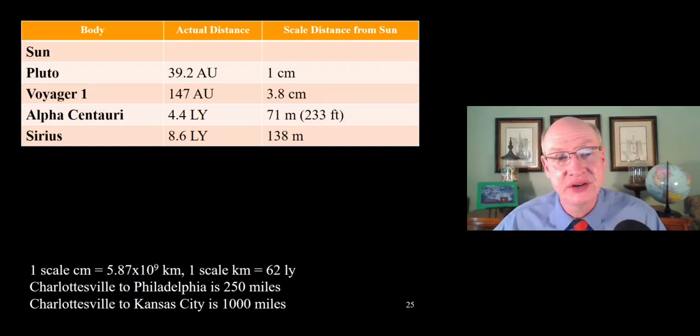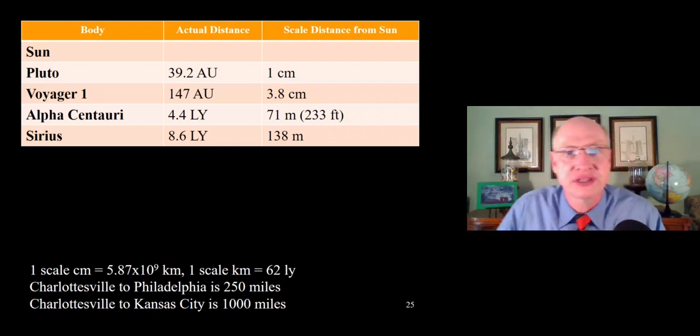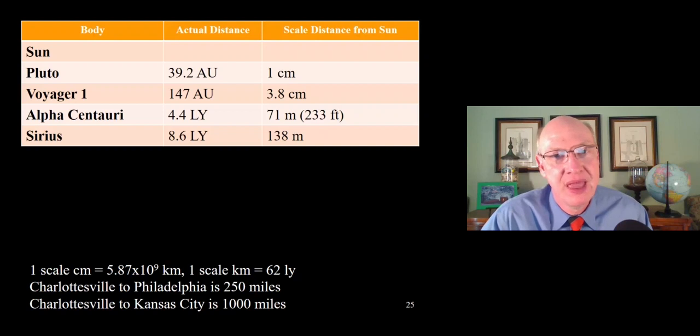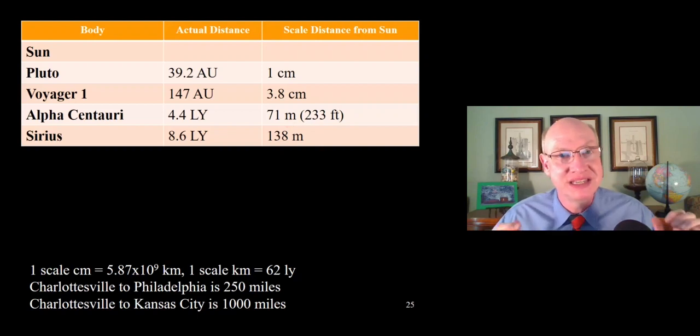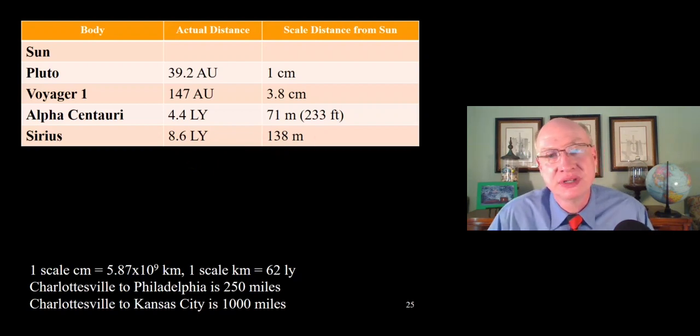By comparison, the nearest star, Alpha Centauri, at 4.4 light years away, is about 233 feet, about 71 meters away from us. So it's outside and across the street from where I am right now. The brightest star in our night sky, Sirius, is bright both because it is an intrinsically luminous star, giving off lots of light every second, but also because it's one of the closer stars to us. It's 8.6 light years away, and on our little scale model of the solar system, it would be 138 meters away from us. So about 400 feet away or so.